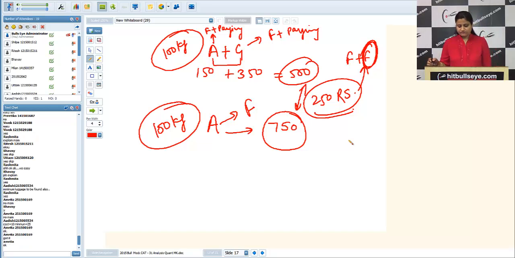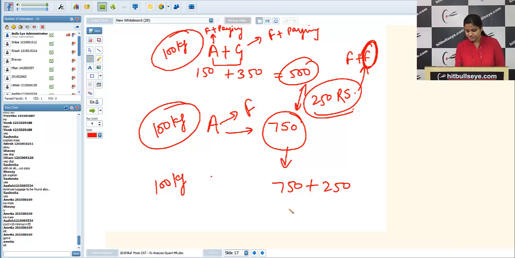Okay, so for the free luggage cost is 250 rupees. Suppose there is no concept of free luggage, for every kg you are paying. So for 100 kg, if there is no free luggage, I mean you are charged for every kg, the cost will be 750 plus 250, which comes out to be 1000 rupees. It means cost of 100 kg will be 1000 rupees. So cost of 1 kg will be 10 rupees.